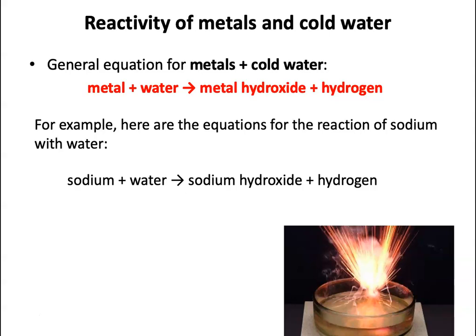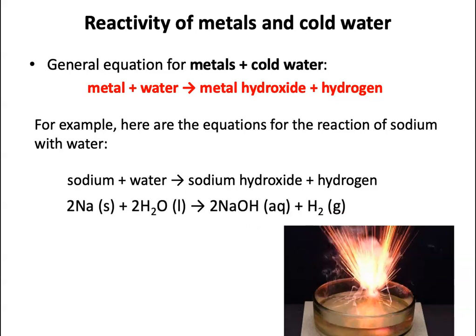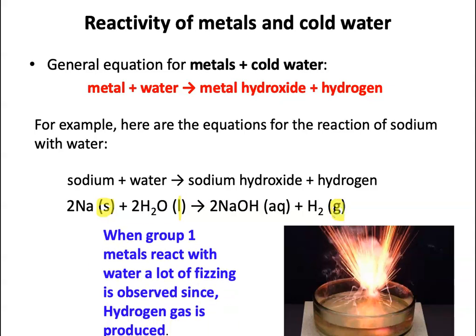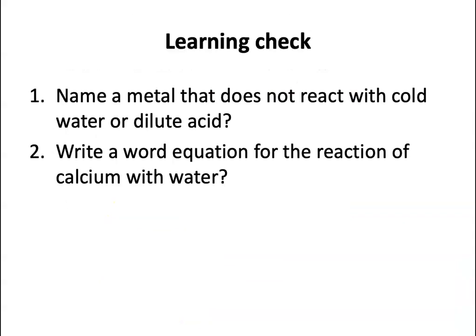The picture you see would more likely be something like caesium or rubidium. And the word equation, again, please note the state symbols. Just to highlight the state symbols for you: sodium is a metal, water, cold water, gas is produced, which is hydrogen. When group 1 metals react with water, a lot of fizzing is observed since hydrogen gas is produced. A learning check, you can answer these questions in your own time.